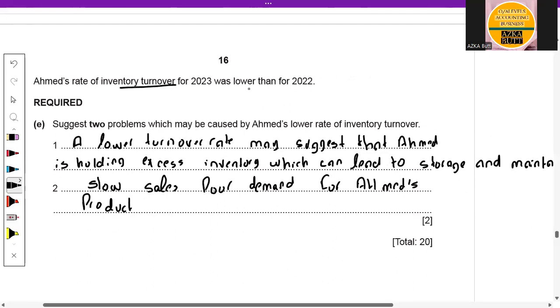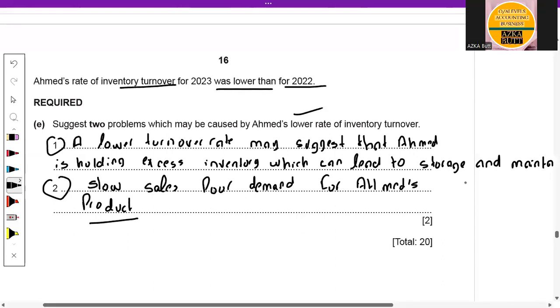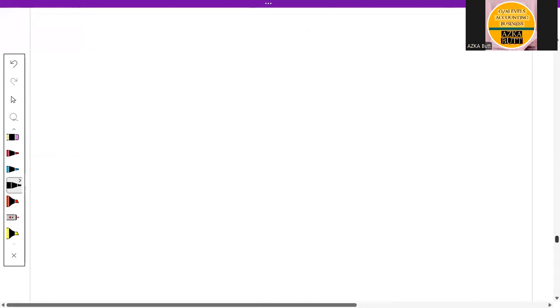Ahmed's rate of inventory turnover for 2023 was lower than 2022. This suggests two problems which may be caused by the lower rate of inventory turnover. The first reason is that a lower turnover rate may suggest that Ahmed is holding excess inventory, which can lead to storage and maintenance costs. Number two would be slow sales or poor demand for Ahmed's product. So this is one more reason why there is a low rate of inventory turnover.